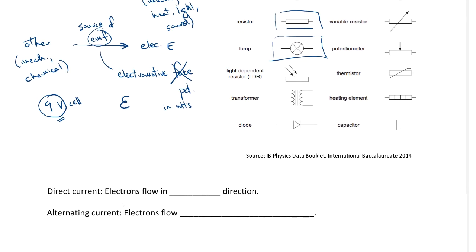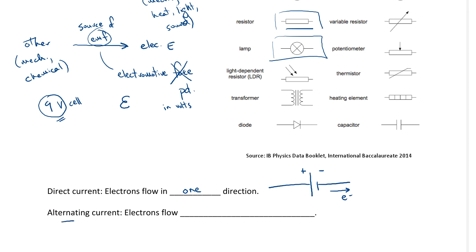In a direct current circuit, electrons flow in one direction. An example of a direct current circuit is a circuit with a battery or a cell in it, and the electrons are going to flow from the negative terminal of the cell round the circuit and back into the positive terminal. The conventional current flows in the opposite direction. So the electrons are flowing in one direction in a direct current circuit.